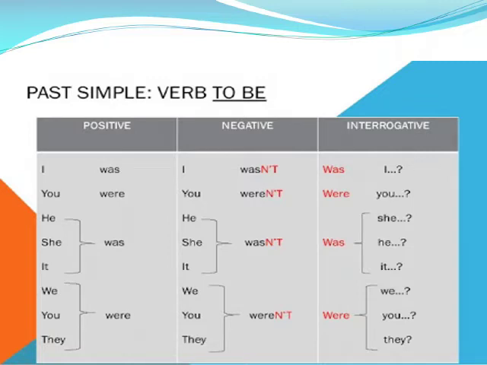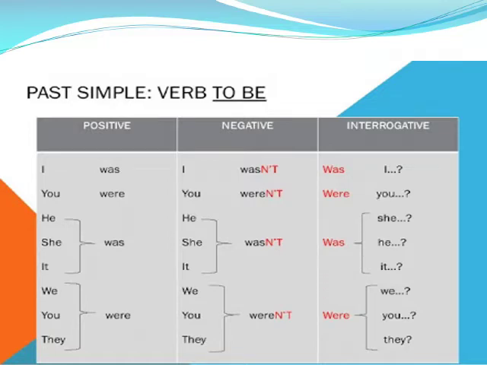Now moving towards the second column, the same case goes with the negative sentences. As you know, in negative sentences we deny the statements, and for this purpose we use not. So with I, he, she and it we use was not, and with you, they and we use were not. Wasn't and weren't are the contractions of was not and were not, as you can see on the table.